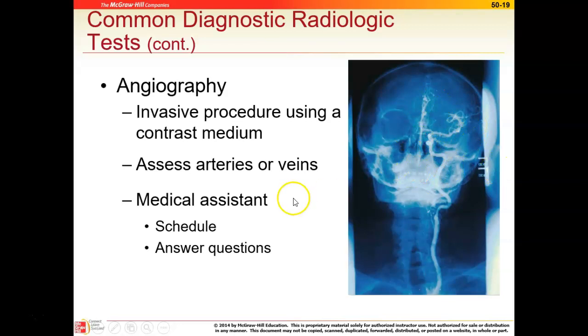And so this can assess arteries, sometimes veins too. In this case, it looks like it's a carotid artery, but it can do a venous check as well. Basically looking for somebody that may have had a stroke or an aneurysm in the brain.